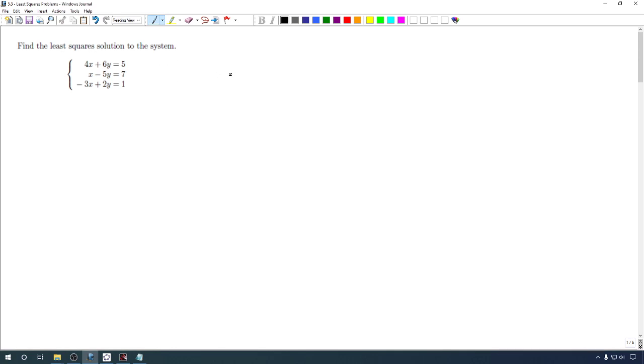Well, we're just going to start by naming our matrices. We'll start with the matrix A. This is our coefficient matrix. So we have 4, 6, 1, negative 5, and negative 3, 2. We have our matrix B. This is our constants, our 5, 7, and 1. We kind of don't even have to look back at our system anymore, though note I'm just going to use x and y rather than x1 and x2 just to keep it simple.